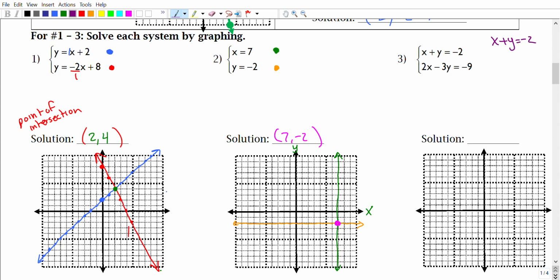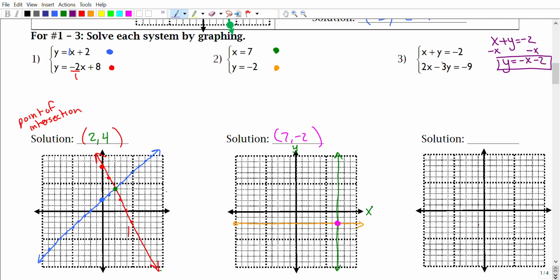The reason I want to rewrite it is because I want to make sure this is in slope-intercept form so I can identify both my slope and y-intercept. So let's go ahead and do that. So here, I'm going to subtract my x. So I get y is equal to negative x minus 2. Look at that. That's now in slope-intercept form, so that one's good.